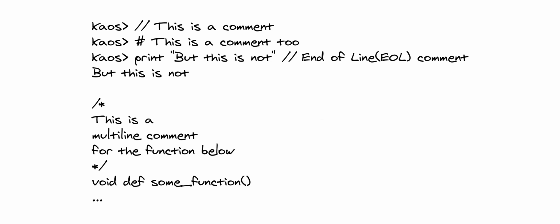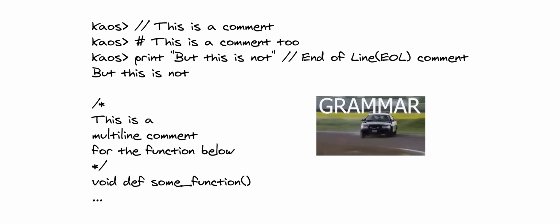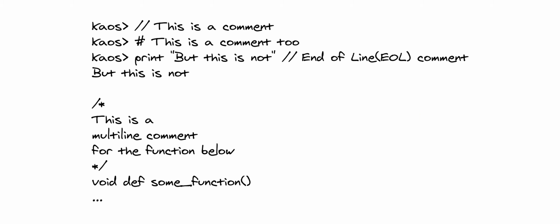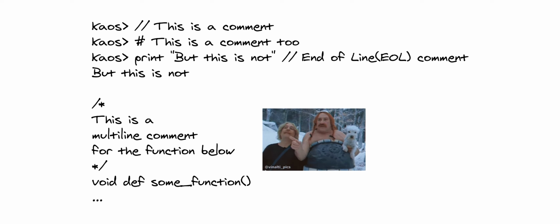While comments have no effect on the grammar, they are one of the most fundamental features of a programming language. In the language we are going to develop, single line comments can start with either a double forward slash or a number sign. For multi-line comments, you have to wrap your comment with forward slash asterisk and asterisk forward slash.